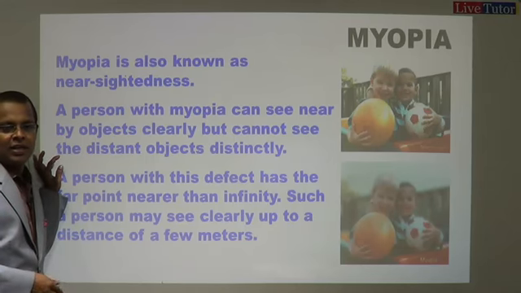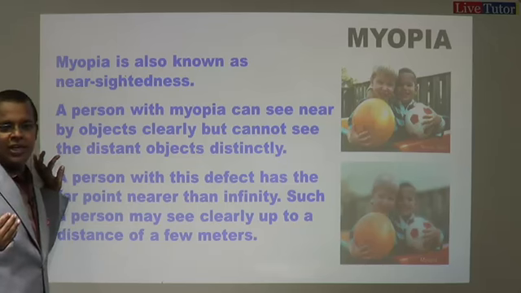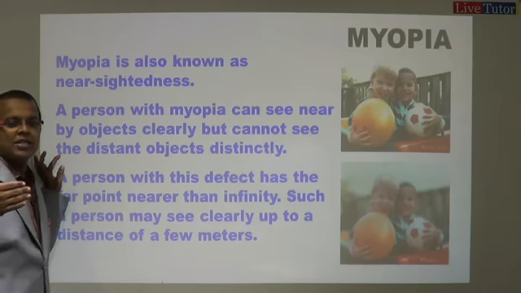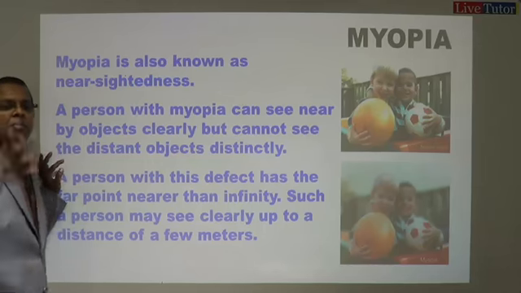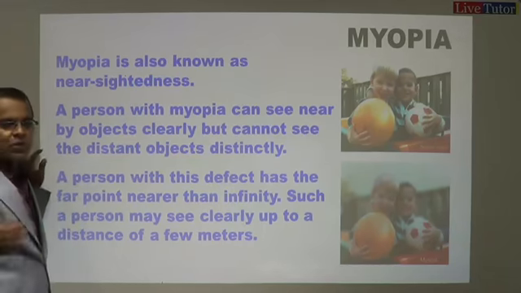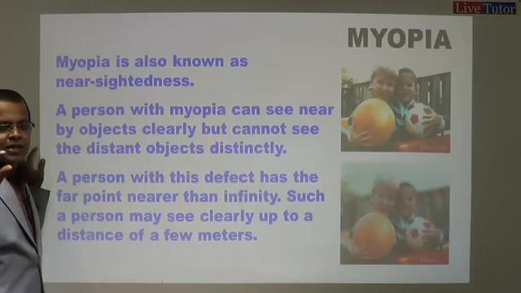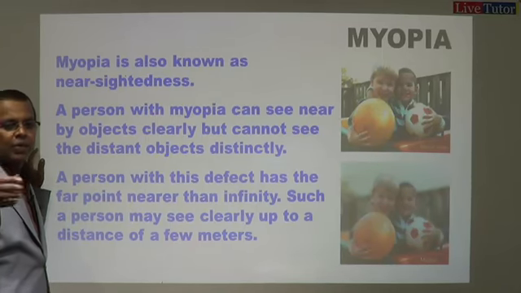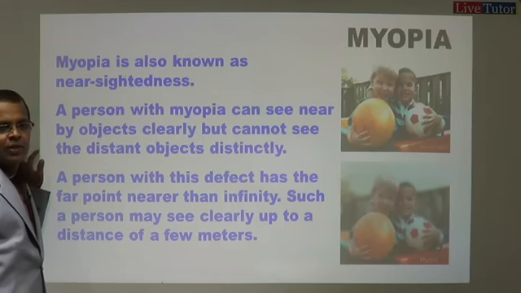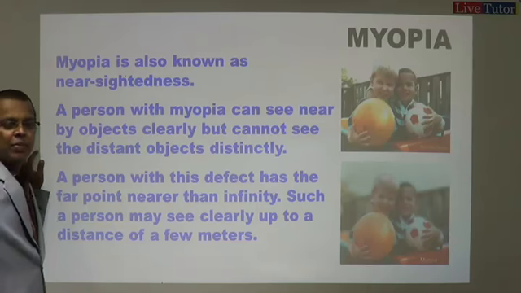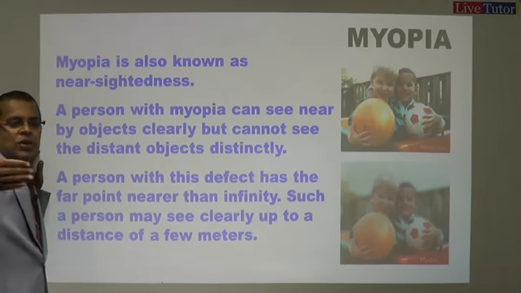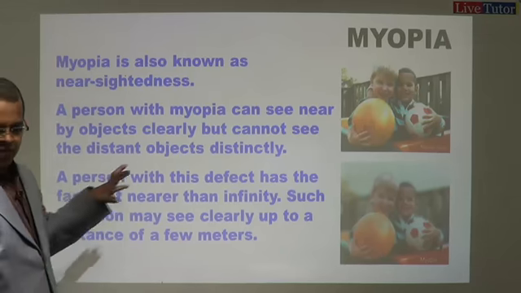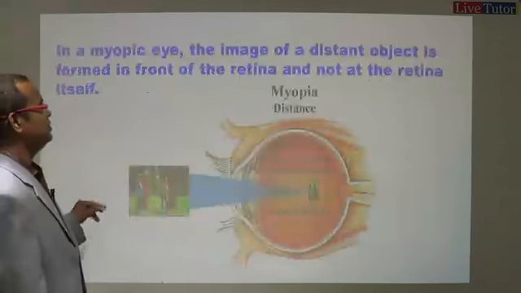Do you understand? It is before infinity. So instead of saying that it is nearer than infinity, we can say it is somewhat closer. Infinite distance means which cannot be measured, isn't it? But it is shifted to a somewhat nearer point. So that kind of person may see clearly up to a distance of only a few meters. Since the infinite point is shifted to a very close point, we can see only objects which are up to a few meters, isn't it? So that kind of disease is called myopia.